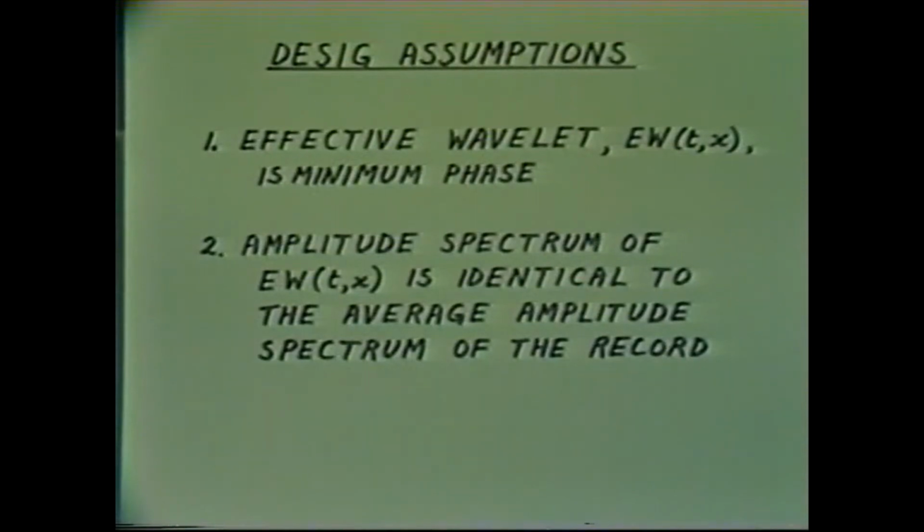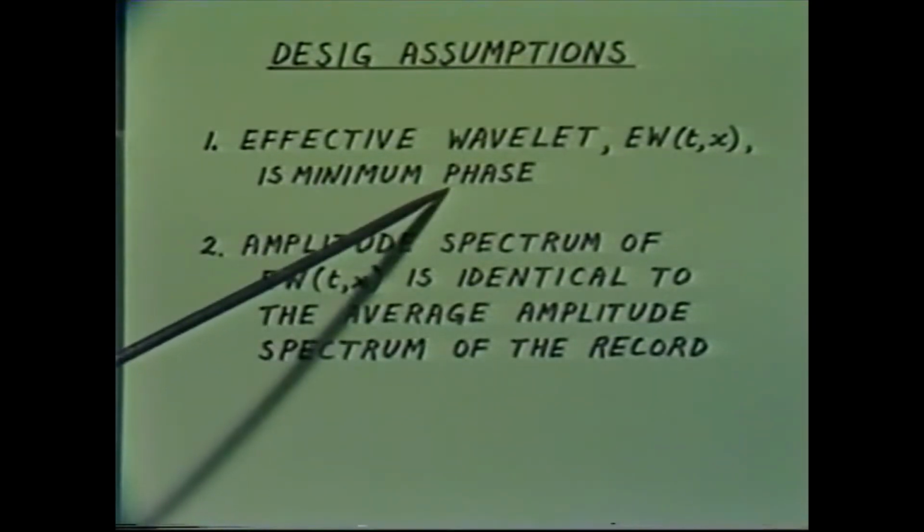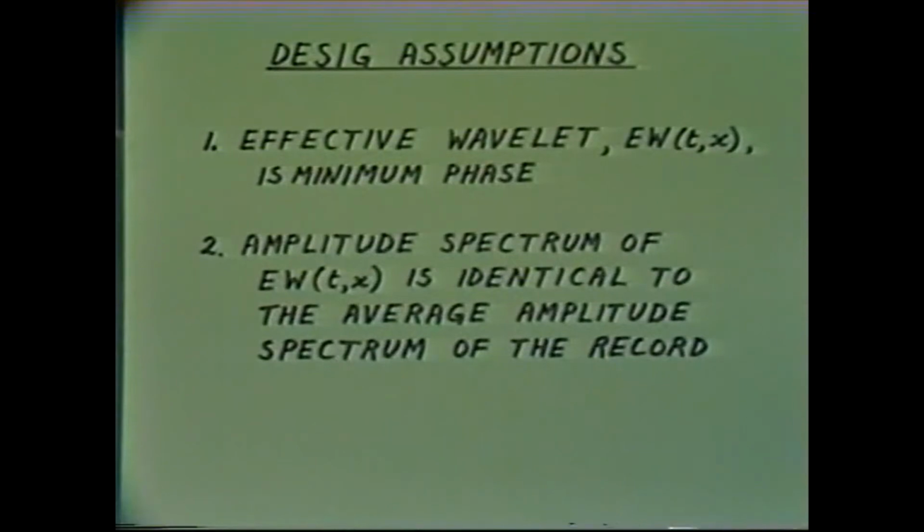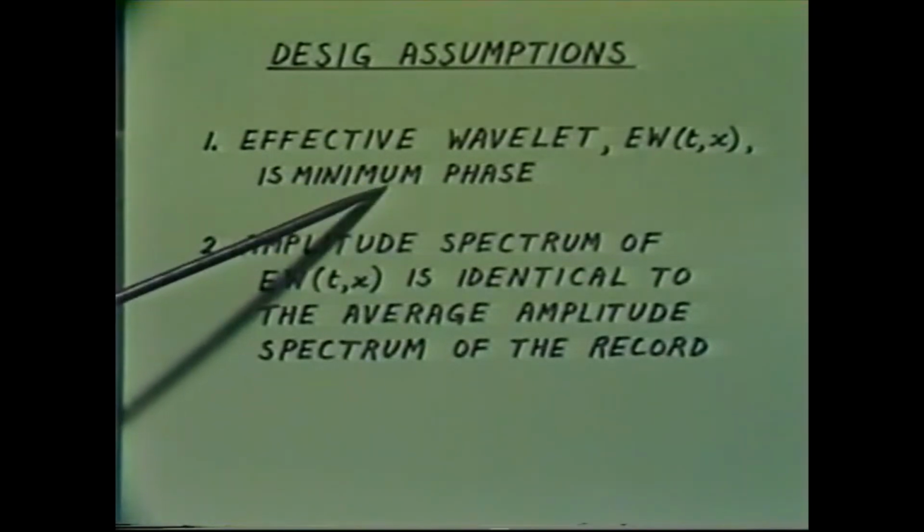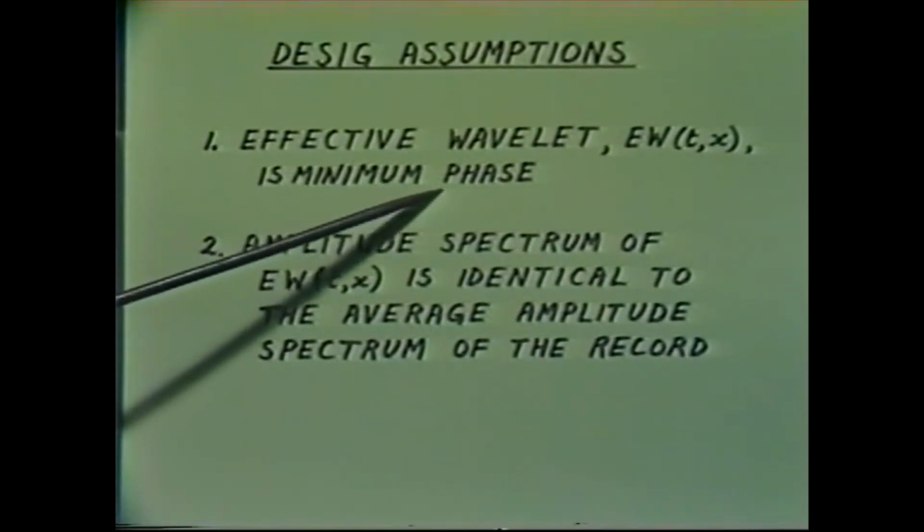The amplitude spectrum of the effective wavelet, as we've seen, can be assumed to be identical to the average amplitude spectrum of the record. So these two assumptions then allow us to determine both the amplitude spectrum and the phase spectrum of the effective wavelet. Once we've found the amplitude spectrum, the minimum phase spectrum corresponding to that can be calculated.